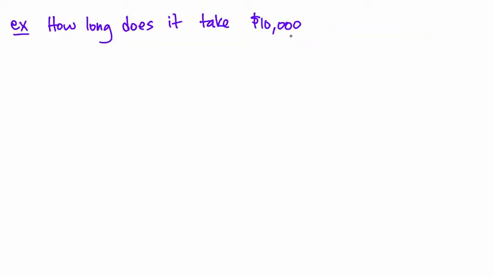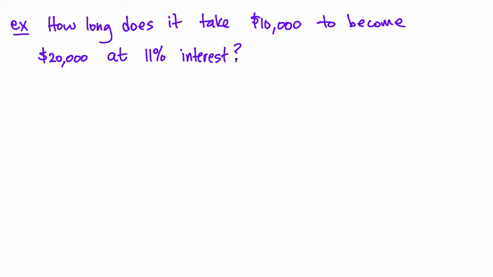Okay, so in this example I have $10,000 and I want to make it $20,000. I want to invest it and see how long it takes. So the question is, how long does it take $10,000 to become $20,000 at 11% interest? Now, I don't quite have enough information here, so let's do this in parts.